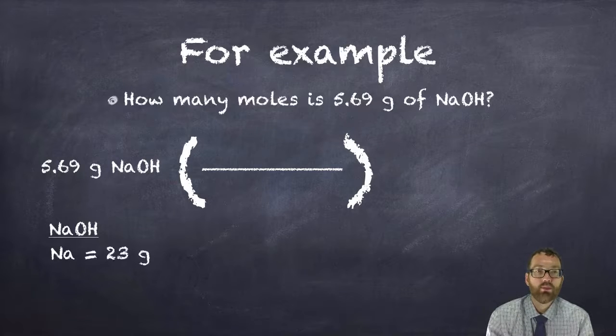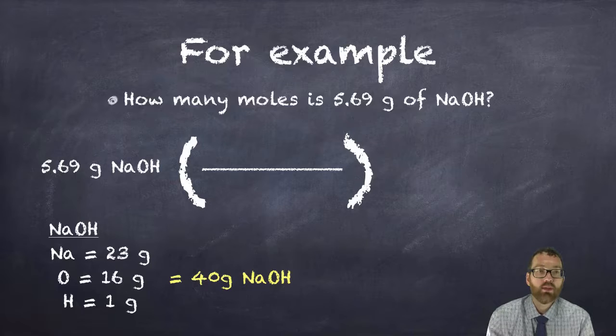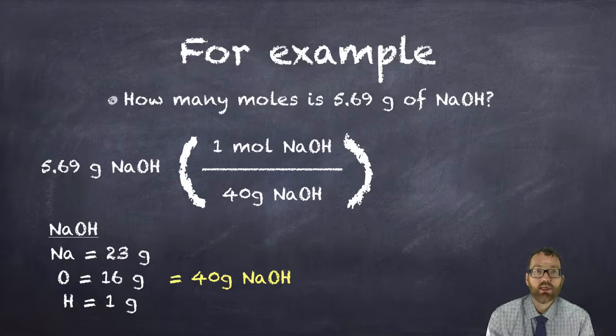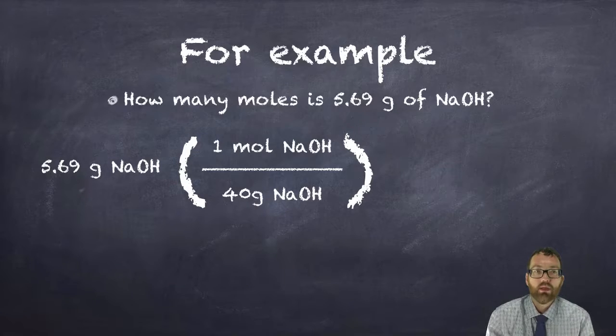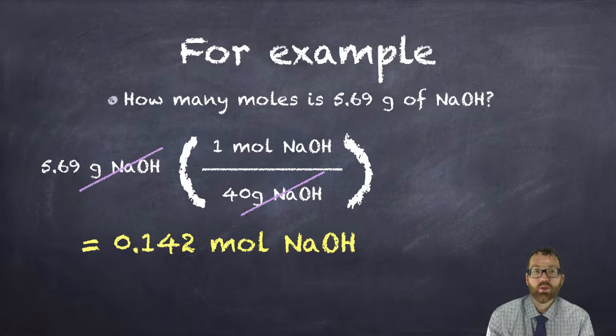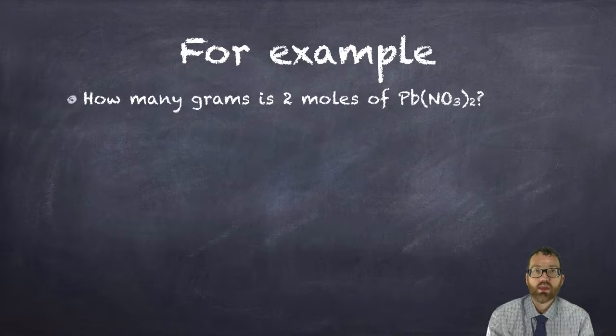So sodium hydroxide is made up of sodium, which if you find it on group 1, will weigh about 23 grams. It has an oxygen atom, which weighs about 16 grams, and it has a hydrogen atom, which weighs 1 gram. So we add that up and we'll get 40 grams per mole of sodium hydroxide. So that's going to go on the bottom, 40 grams of sodium hydroxide in 1 mole of sodium hydroxide. So now grams and grams will cross off, and I'm left with moles of sodium hydroxide. So in my calculator, I punch in 5.69 divided by 40, enter, and you will get 0.142 moles of sodium hydroxide. Let's try this next one.